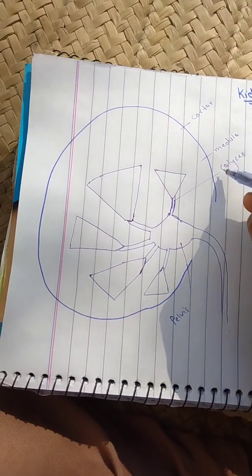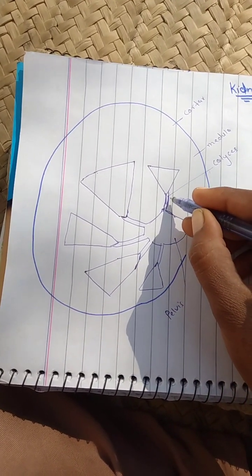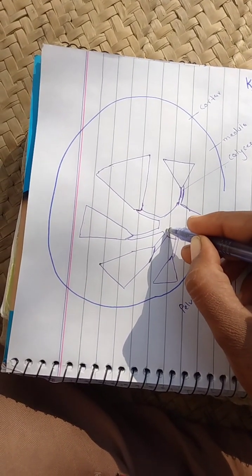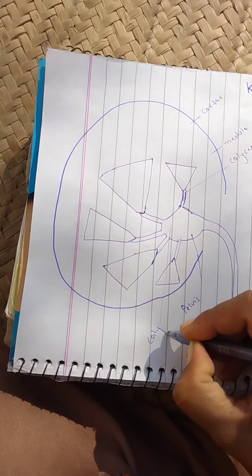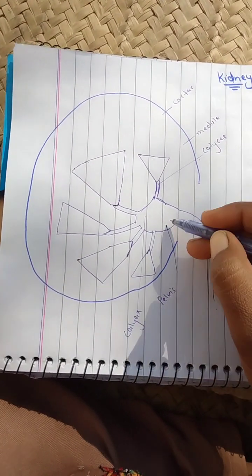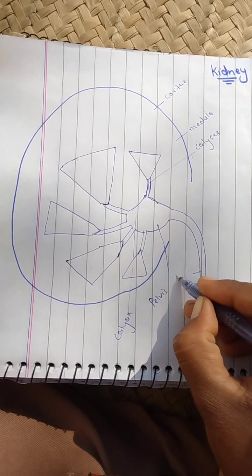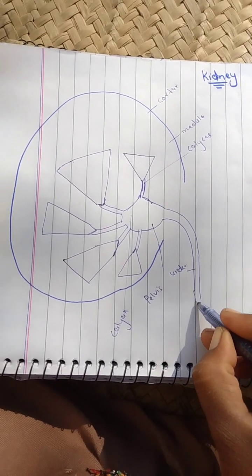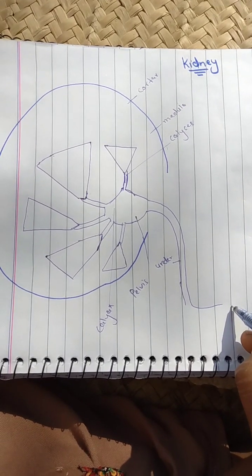This is the minor calyces and this is the major calyx. Minor calyces open into the major calyx. This part is the calyx. The calyx opens into the pelvis. The pelvis opens into the ureter. The ureter opens into the urinary bladder.